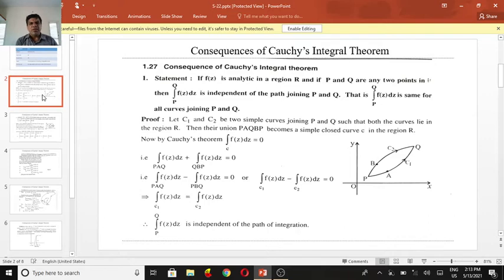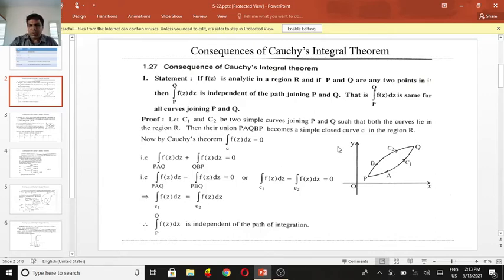It is a statement. If f of z is analytic in a region D, and P and Q are any two points in the region, then the integral from P to Q of f of z dz is independent of the path joining P and Q. That is, the integral from P to Q of f of z dz is the same for all curves joining the points P and Q.